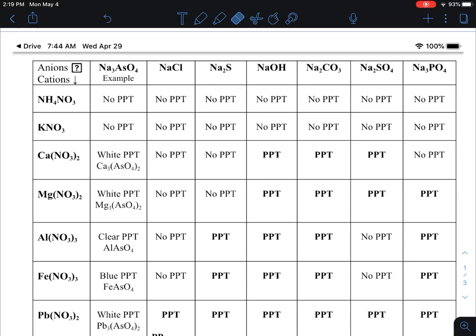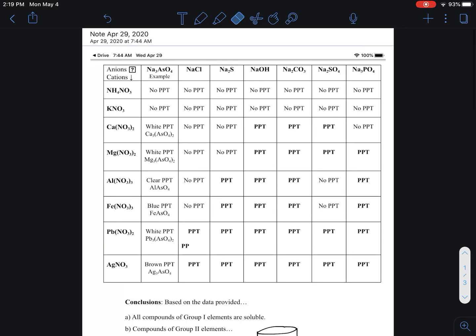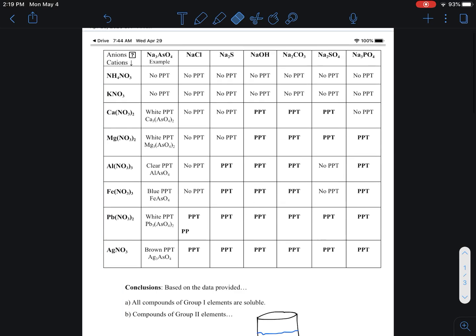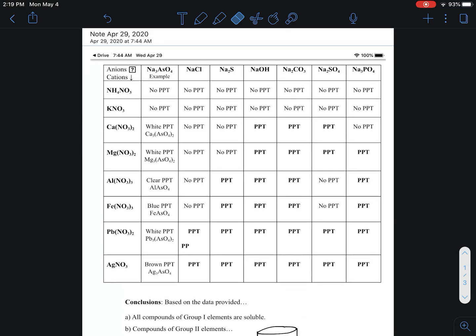Hey everyone, I'm going to try to keep this video pretty quick, but I'm going to address a big misconception that came up when I was reading a lot of your replies, your assignments for day 2. You'll remember that this table here shows us when precipitates are formed, or in other words, when solids are formed when these compounds are mixed.